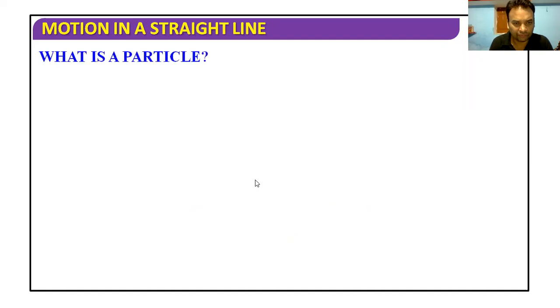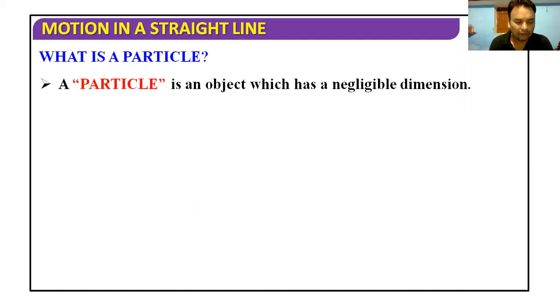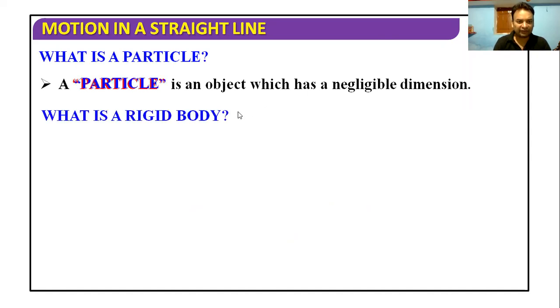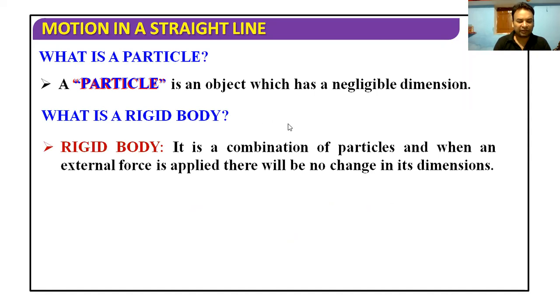Now let us go for some new things. Before going to 1D motion, we have some basic terms. The first basic term is: what is a particle? A particle is an object which has negligible dimension. And what is a rigid body? A rigid body is a combination of particles. When a large number of particles combine together, they make a rigid body.